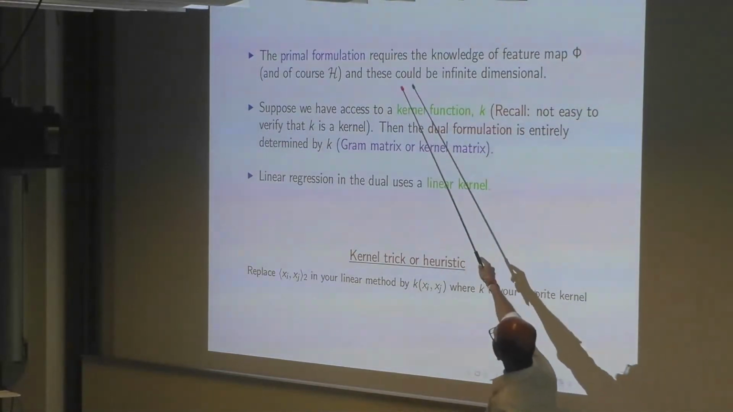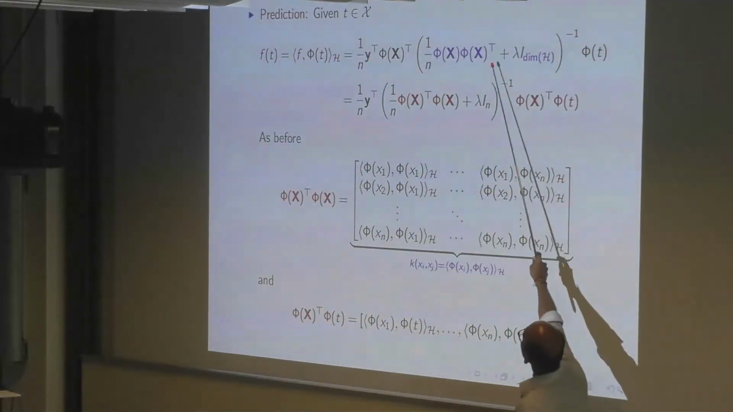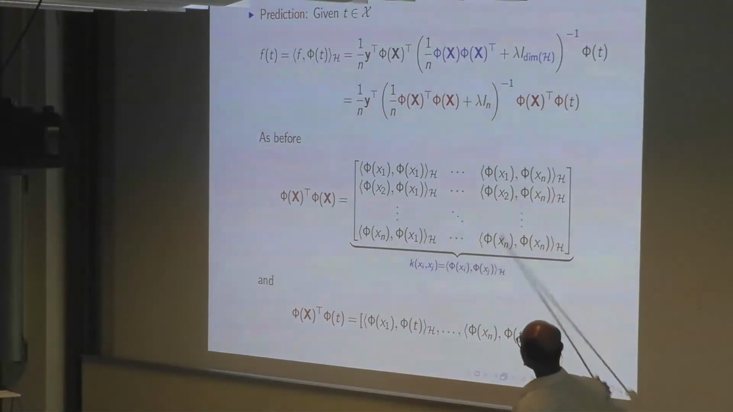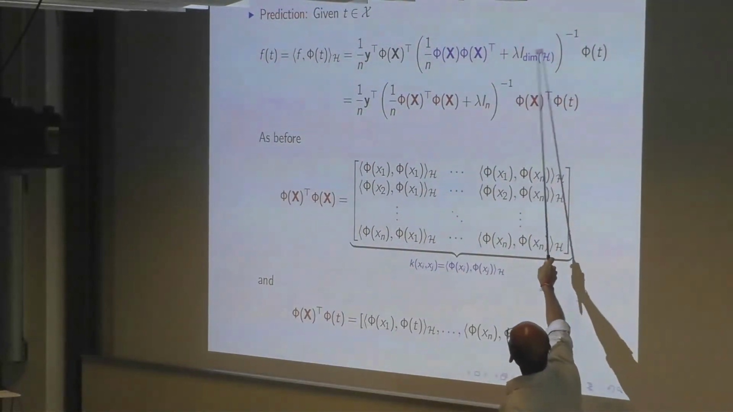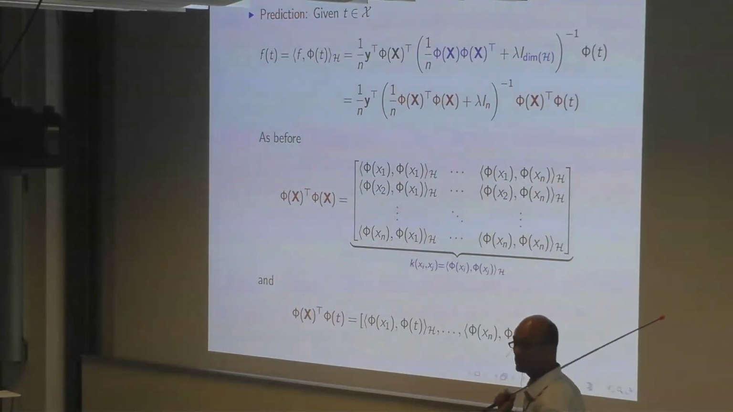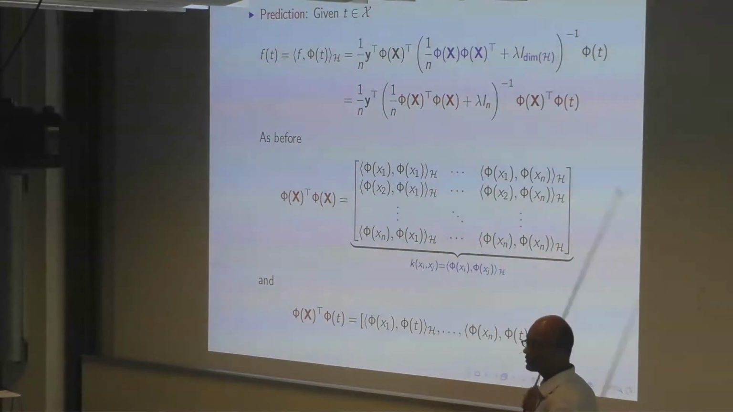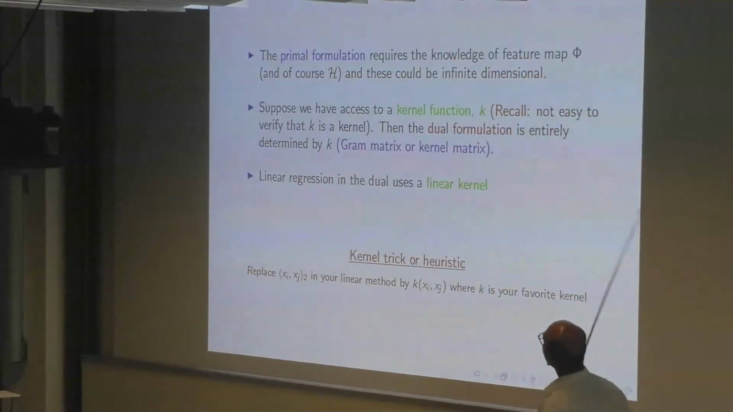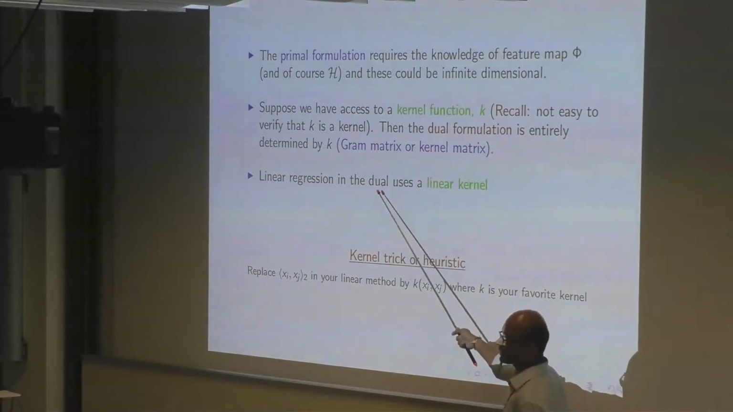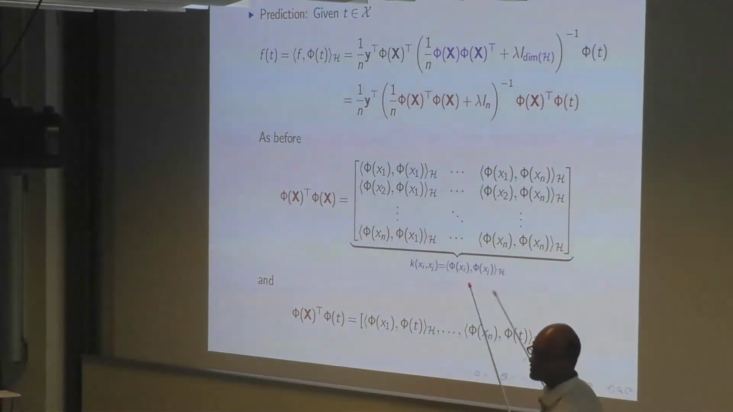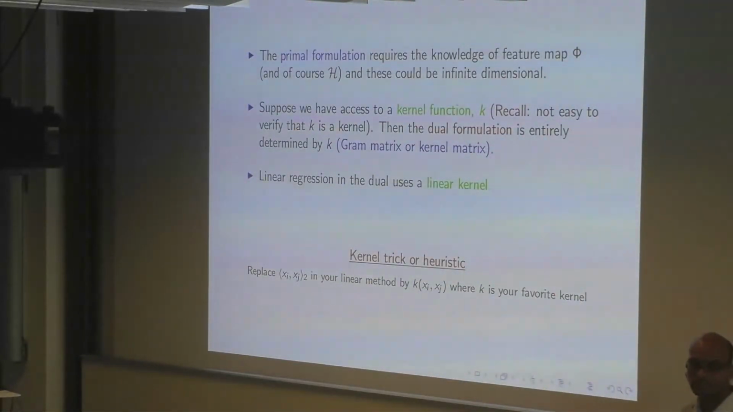So this is what I summarized here. The primal formulation requires the knowledge of the feature map and the feature space. If I need to do anything in the primal, it doesn't have a simple formulation like that in the dual. I have to know what this phi is and what this Hilbert space H is. Whereas in the dual, I really don't need to know anything. All I need is to define the kernel and everything is taken care of. If you do linear regression, that is simply working with the linear kernel. Correct? And this is exactly what is called the kernel trick.